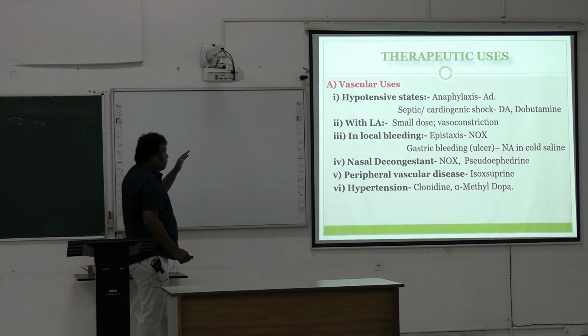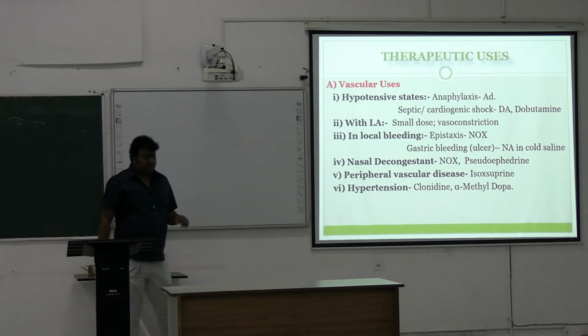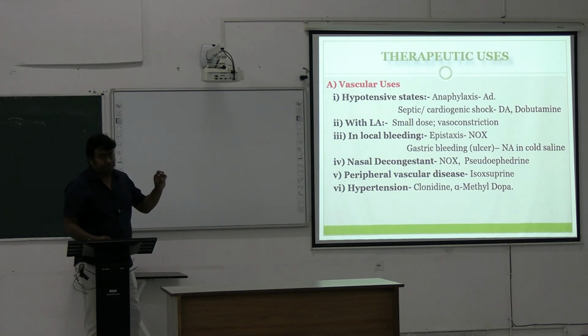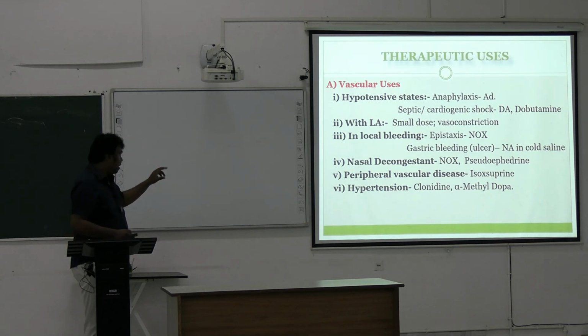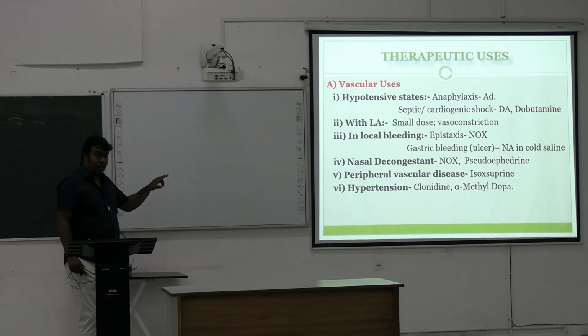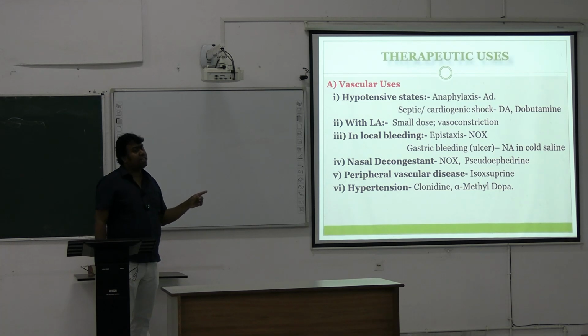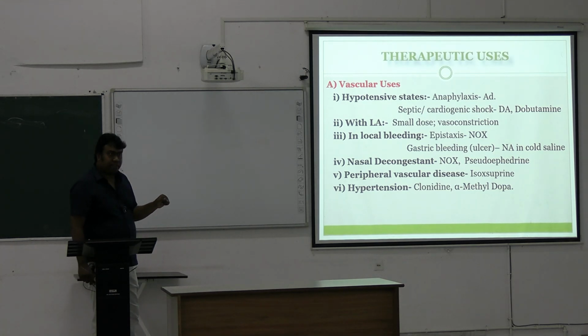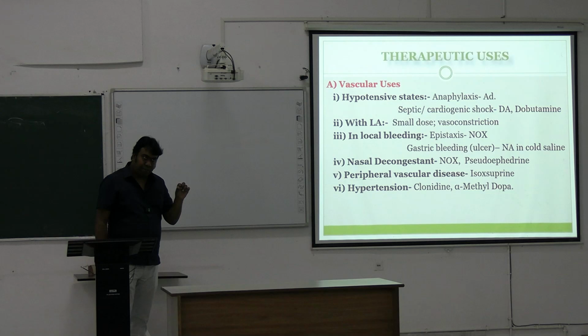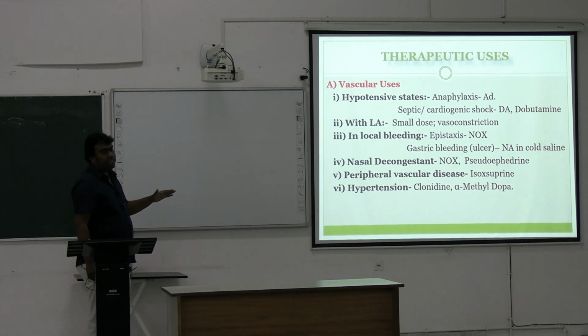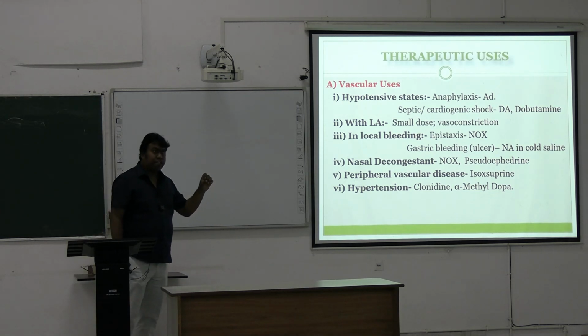In local bleeding like epistaxis and gastric bleeding, we give noradrenaline soaked in cotton tissues. Nasal decongestant, how it acts, we already described. Pseudoephedrine can be used orally or as a nasal drop. Oxymetazoline, xylometazoline. How do they act? They stimulate alpha 1 receptors and reduce mucosal edema. In peripheral vascular disease, isoxsuprine is used. It stimulates beta 2 and there is vasodilatation due to beta 2.